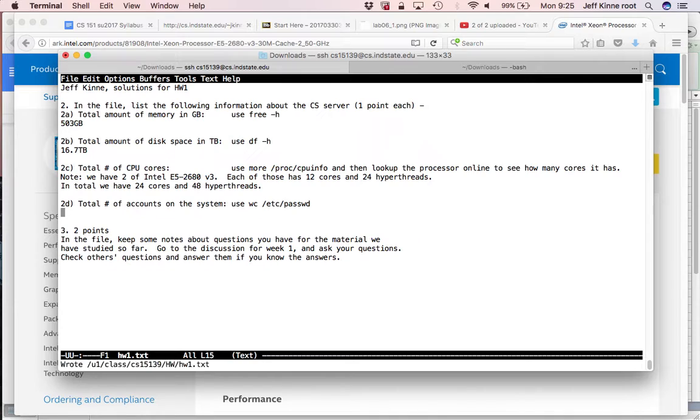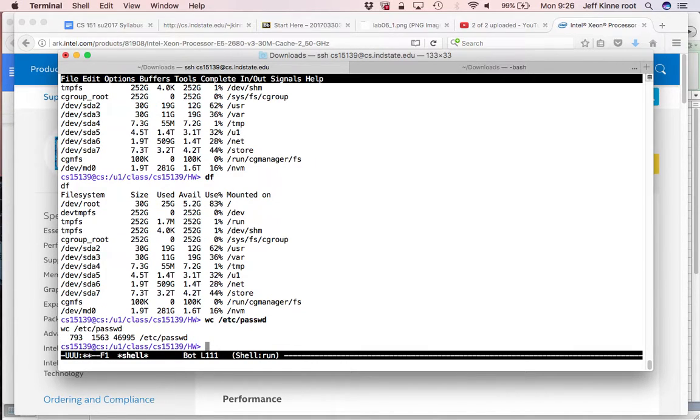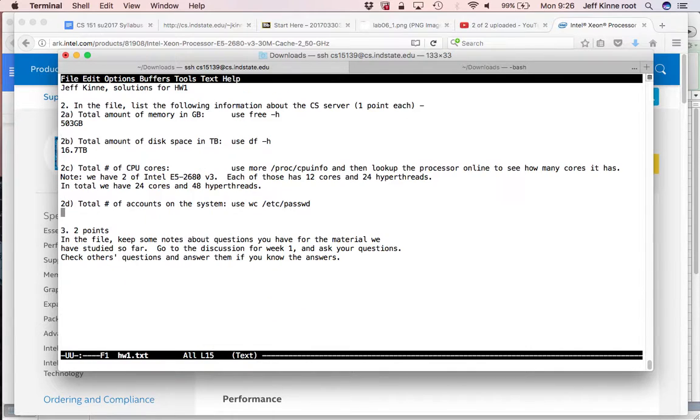Total number of accounts on the system, so this was supposed to be coming from /etc/passwd. So then if we just look at the number of lines, which you can use the wc program, wc takes the name of a file and it tells you number of lines, number of words, which is things that are separated by white space, which we don't care about for this question, and number of bytes. So 793 is the answer there. And that depends on whether new users have been added.